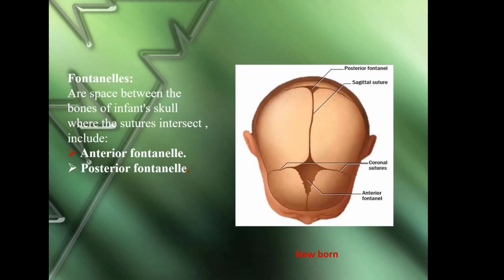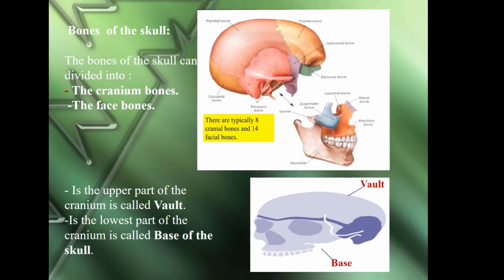What do we mean by fontanelle? Fontanelles are spaces between the bones of the infant skull where the sutures intersect. They include the anterior fontanelle and the posterior fontanelle. The bones of the skull can be divided, as we said, into the cranial bones and the facial bones.